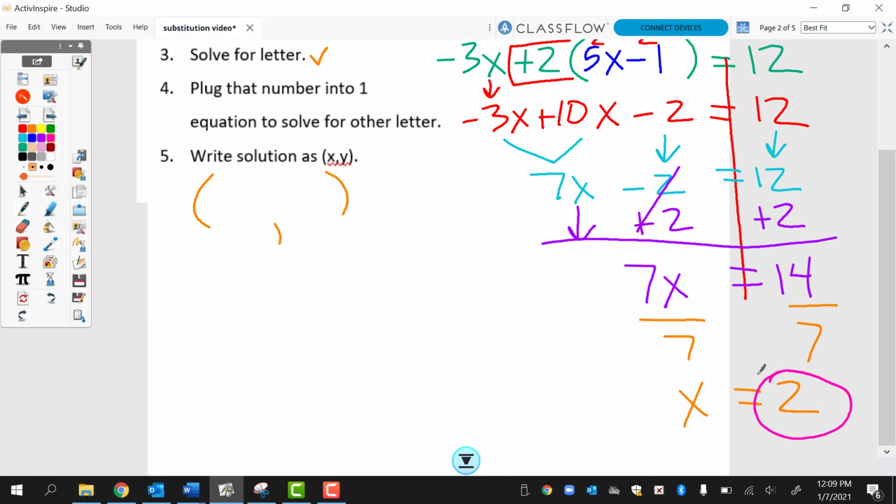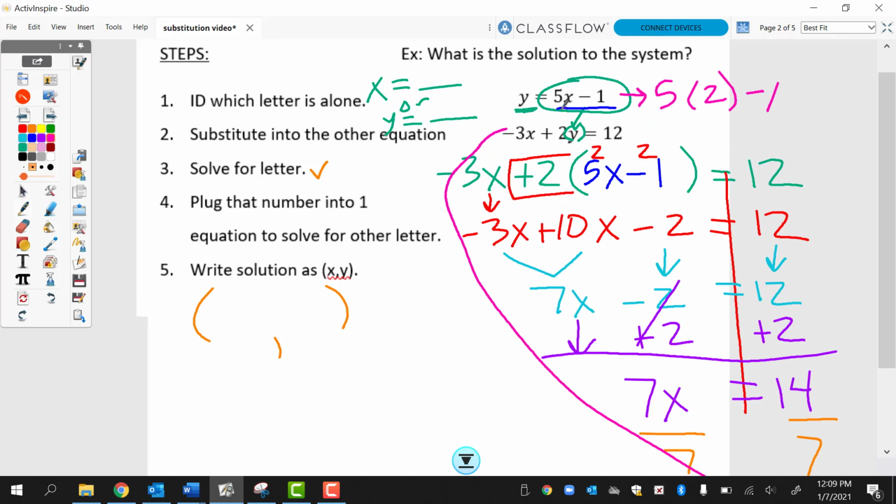Okay. So if it helps, I can draw the little arrow all the way up to the top. All the way up to the top into there. There we go. And we're going to type that in the calculator all at once. 5 parentheses 2 parentheses minus 1. And I'm going to get 9.